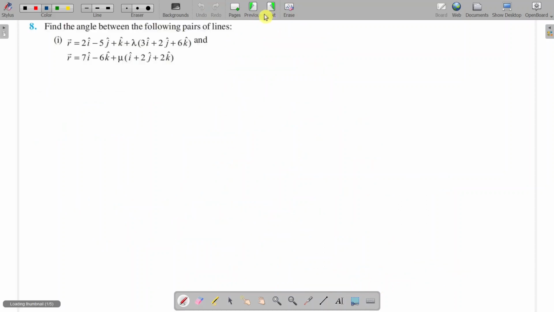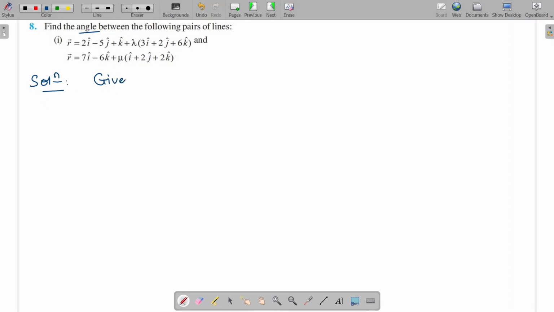So let us go to the next problem, the 8th one. Find the angle between the following pairs of lines. So first is r bar equal to 2 i cap minus 5 j cap plus k cap plus lambda times 3 i cap plus 2 j cap plus 6 k cap, and r bar equal to 7 i cap minus 6 k cap plus mu times i cap plus 2 j cap plus 2 k cap. Okay, so what we have to do is find the angle between the given pair of lines. So solution.